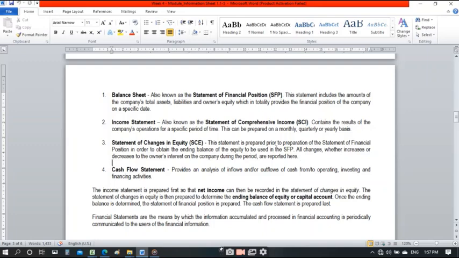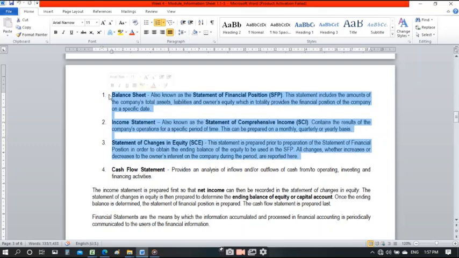bakit hindi siya pwedeng magkapalit-palit, and why they follow a certain flow ng pagkakasunod-sunod ng preparation. All changes, whether increases or decreases of the owner's interest in the company during the period, are reported here. Ang report po na ibinibigay ng statement of changes in owner's equity is the ending balance of the equity or the ending balance of the capital. Ang income statement naman, ang binibigay niya is the company's operation, either a net income or net loss. These first three financial statements are our coverage for today's lesson.